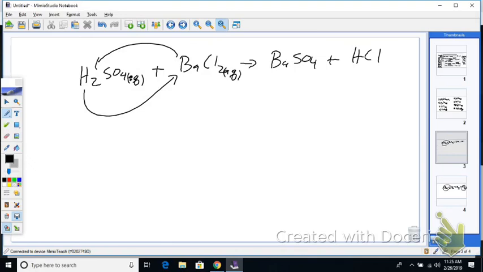Okay, the second thing I need to do is make sure the charge is balanced. So I look at the charges. Guess what? They balance, so I don't need subscripts. The third thing I do is determine which one of those is a solid. So you guys put in which one you think is a solid, based upon what we just did.